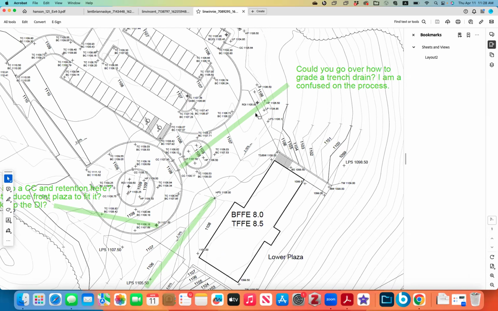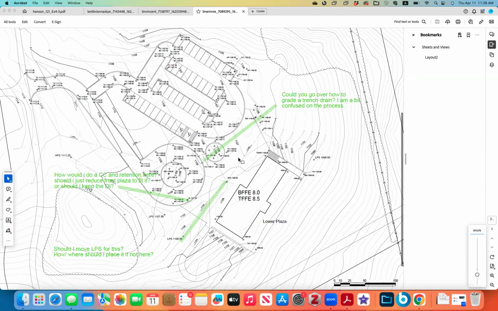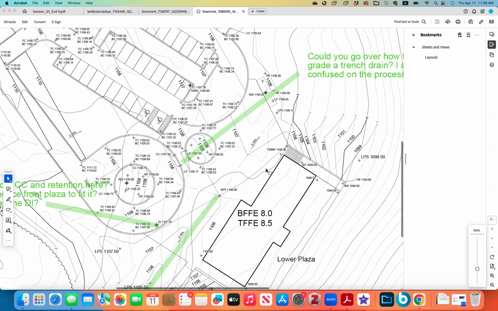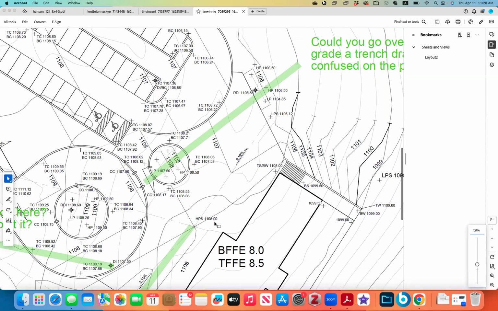But honestly, this is not the right location, okay? Your trench drain, if your swale is like this, actually needs to be along the swale line. So I want to mention your proposed contours are also quite too light, right? It's a little hard, and your existing contour needs to be dashed.